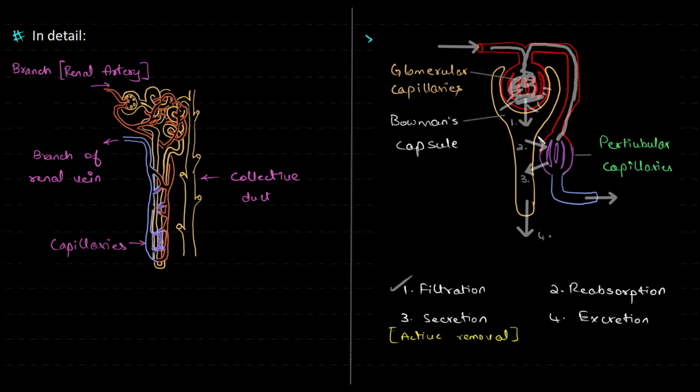Of course, sometimes we need things which will be useful, so that will get reabsorbed. When you're trying to clear something out, not everything that is wasteful will be sent, and not everything that is useful will be saved. Some of the useful materials will be pushed to your Bowman's capsule, so we need to get them back to the bloodstream. That happens. Secretion happens. This is an active removal. Forcefully, you'll remove things that are not needed by our body. That's happening.